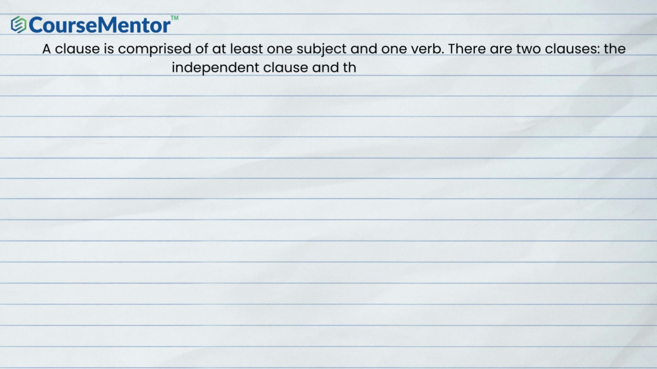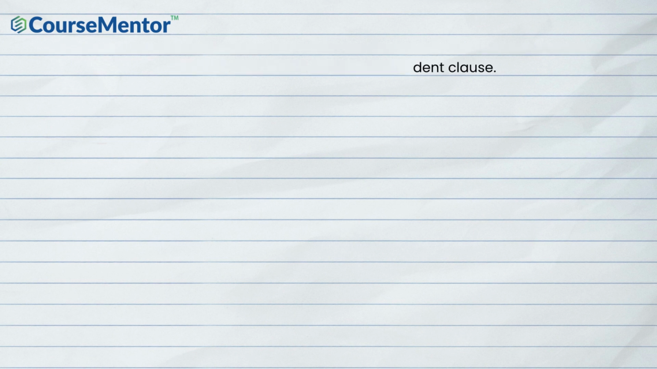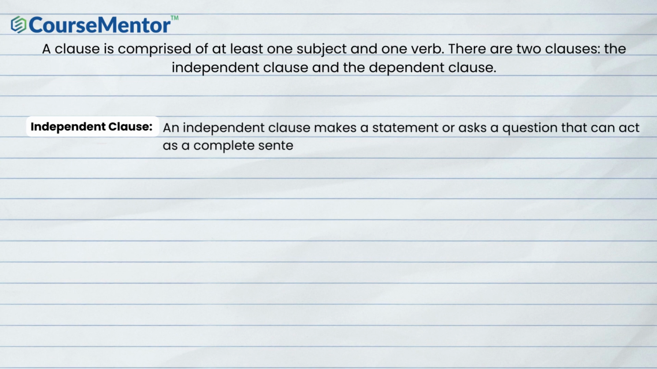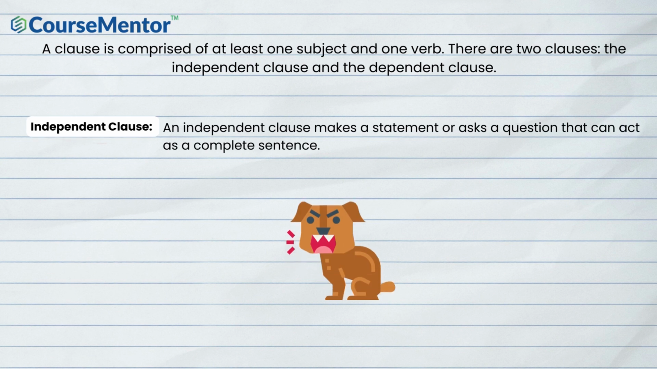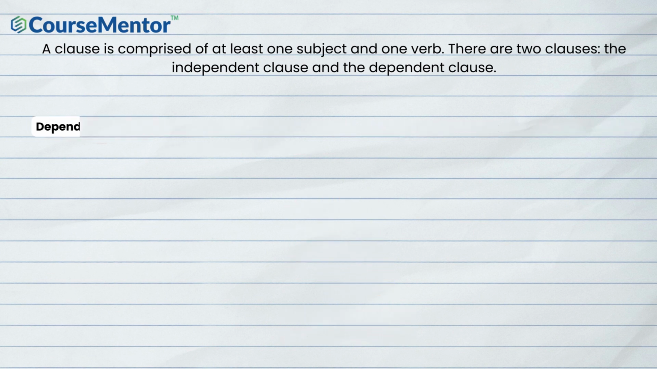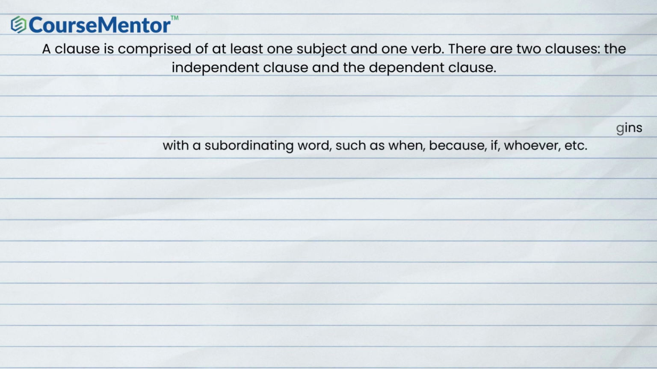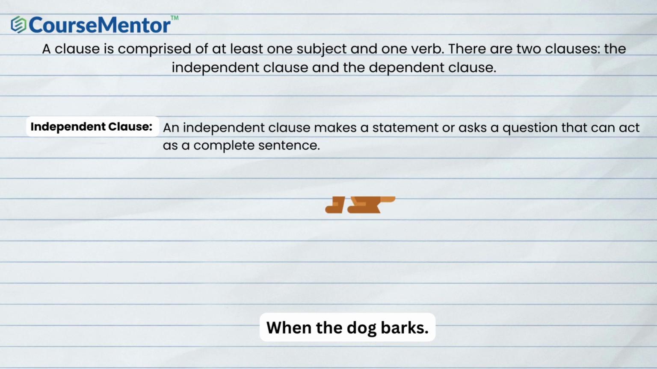Let's understand clauses. A clause is comprised of at least one subject and one verb. There are two clauses, the independent clause and the dependent clause. Independent clause: an independent clause makes a statement or asks a question that can act as a complete sentence. Example: the dog barks. Dependent clause: a dependent clause cannot act as a complete sentence because it begins with a subordinating word, such as when, because, if, whoever, etc. Example: when the dog barks.